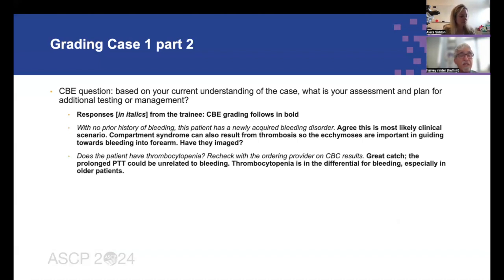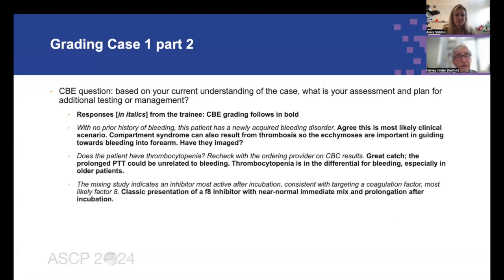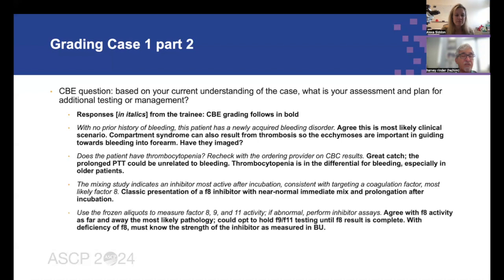The resident here had a great catch. Does the patient have thrombocytopenia? The prolonged PTT could be completely unrelated to bleeding, and thrombocytopenia is always in the differential, especially in older patients. So a really great catch by the resident. They wanted a mixing study to be able to decide if this was an inhibitor or a factor deficiency, and they did a good job of evaluating that. This would be the classic presentation of a factor VIII inhibitor with a near normal immediate mix and then prolongation after 60 minutes of incubation.